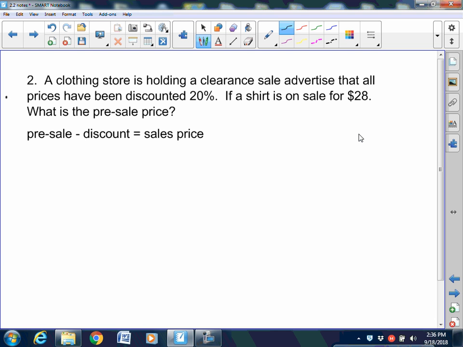I'm not going to even use this formula. I like to use my own. I'm just going to put equals. The final shirt cost is what? What's the final shirt cost? Where is that going to go? Left or right? Right. And what are we trying to find? The cost of the pre-sale.